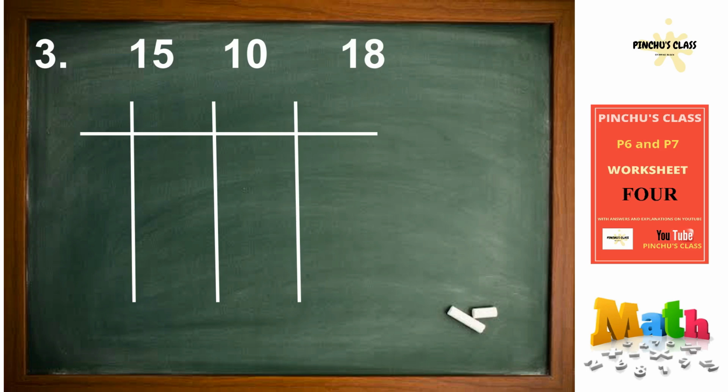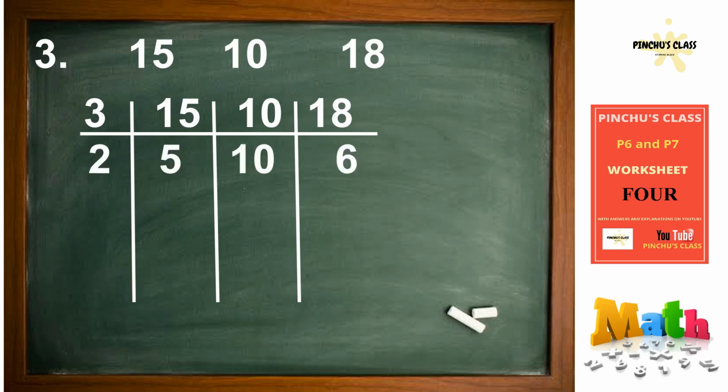We can start with prime numbers. Actually, we use prime numbers, so 3 can work well there. We shall divide 15 by 3 gives us 5. 10 by 3 it's not possible, so we leave it as 10. And then 18 by 3 gives us 6. And then we can still divide by prime number 2. 5 will stay as 5.